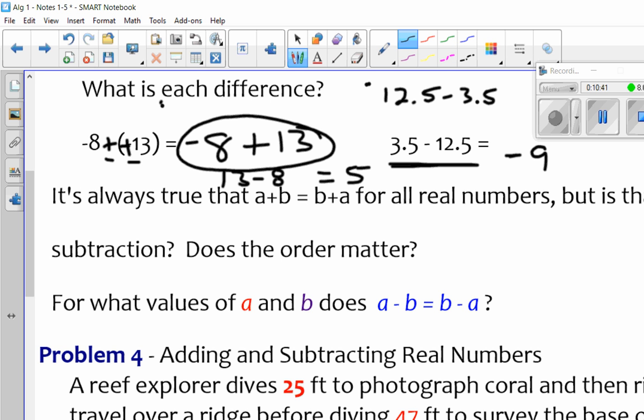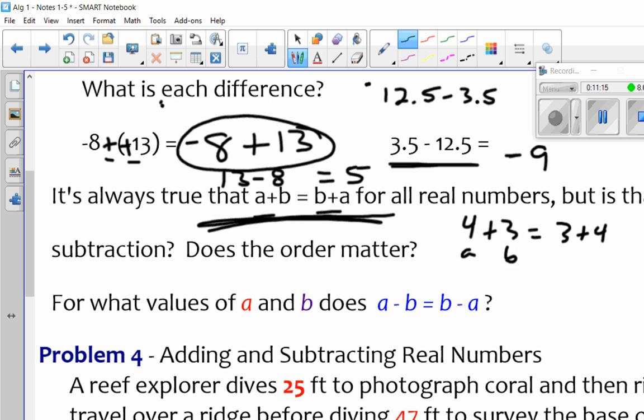All right, so a couple rules here. It's always true that A plus B equals B plus A for all real numbers. But is the same thing true for subtraction? Does the order matter? Well, sometimes with the letters we get kind of mixed up. So I'm going to call A 4 and B 3, okay? Well, I know 4 plus 3 is 7, right? So remember, that was A, and this was B. And if I take this little rule that they put up here, I'm going to flip it.